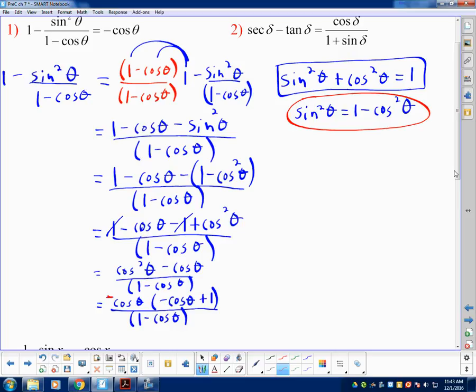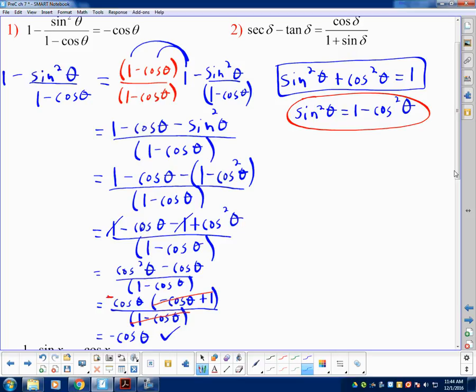Now look at these two. They aren't written in the same order, but because of the commutative property of addition, we see that these are equivalent. Negative cosine theta plus 1 is the same as 1 minus cosine theta. So I can cancel, and look what I'm left with. Equals negative cosine theta. And I'm done.